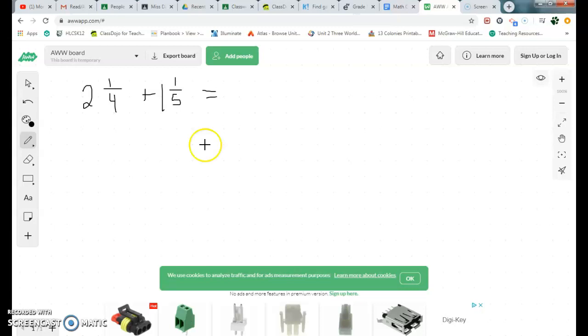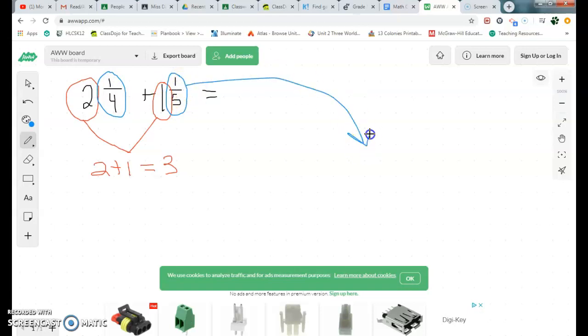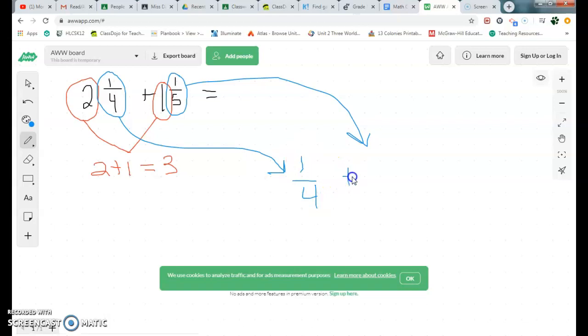So we're going to start by taking the big siblings, which are my whole numbers right here. So I have 2 and I have 1, and I'm going to pull those big siblings together. They're going to hang out for a play date. So 2 plus 1 is going to give me 3 wholes. Now I'm going to take the little siblings. When we get together for a play date, the little siblings are going to go hang out together. Okay? So I'm going to have 1/4 plus 1/5.